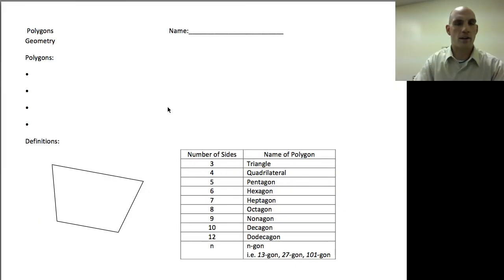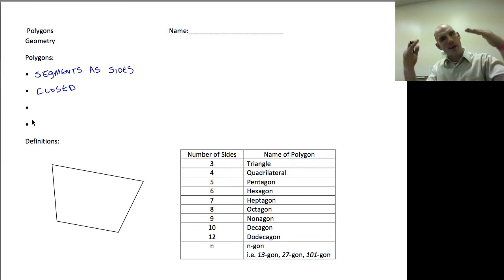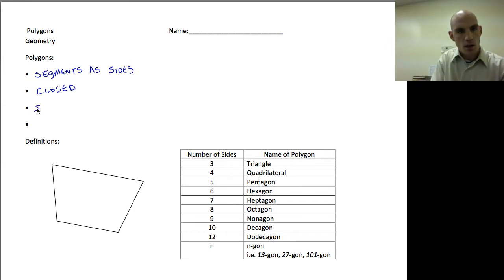Today we're going to talk about polygons. Polygons have several characteristics that make them polygons. The first thing is they have segments as sides. They are closed, and the segments that form them, which form the closed figure, connect at the endpoints.